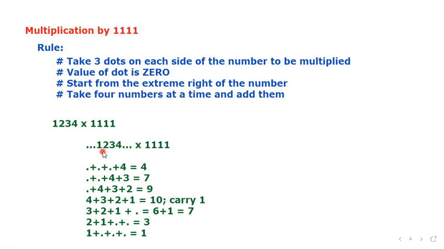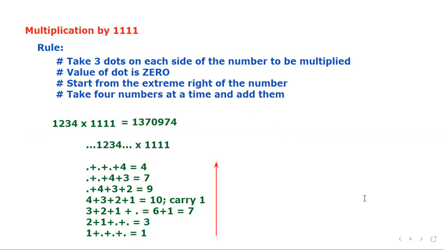In this 10, I'll be writing the 0 and carrying the 1. Next 3 plus 2 plus 1 plus dot, which will give me 6. In this 6, I'll add the carry of the previous step, which will give me 7. Next 2 plus 1 plus dot, which will give me 3. And finally, 1 plus dot, which will give me 1. So my answer will be 1370974.